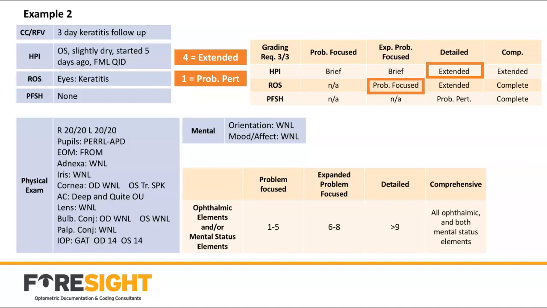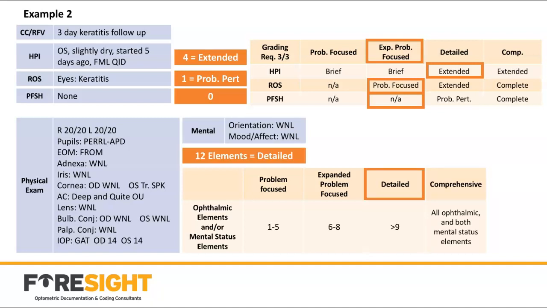This time, because we're just focused on the patient's eyes, we're not asking about other stuff. We didn't do any other review of systems. We didn't ask about allergies or anything like that. So we have an extended HPI, a problem-pertinent review of systems, and we didn't do any past, family, social history. So if you look at the chart there, we're now going to have an extended problem-focused history, a little more pointed at this visit. The exam is going to be pretty similar to what we did the first time, and that's going to have those 12 elements again. So we still have a physical exam that's detailed. So on this patient, we have an extended problem-focused history and a detailed physical exam.